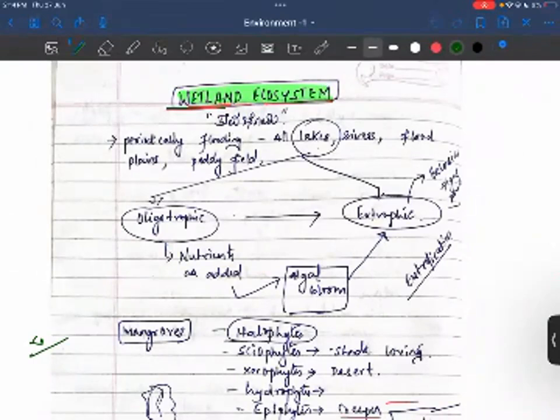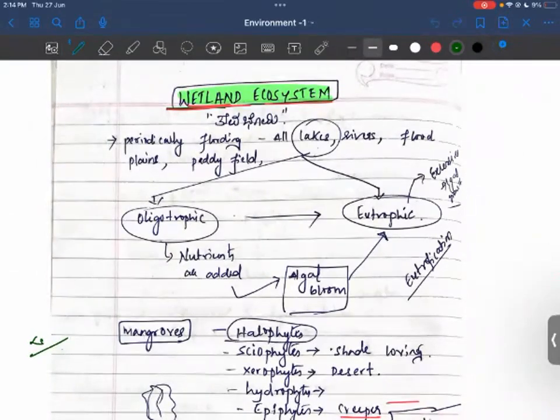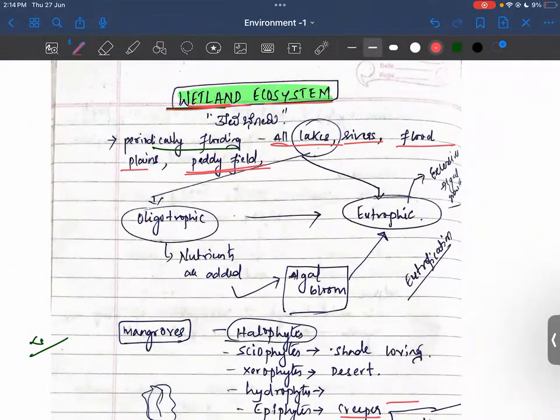Hello everyone. Today we are going to start the new topic with respect to wetland ecosystem, the most important topic in the environment and ecology. So, what is wetland? Wetland is a place where it undergoes periodical flooding, especially you can call it as the lakes, rivers, and flood plains or paddy fields, as per the Ramsar Convention also. So these are the particular wetland ecosystem.